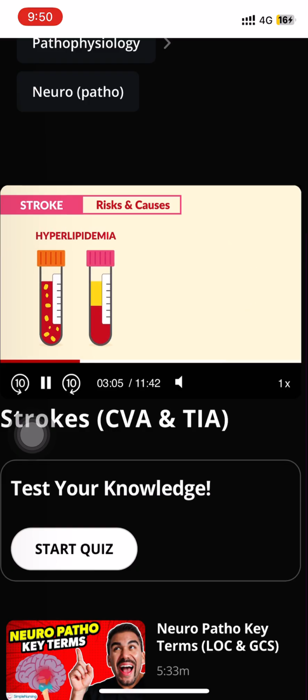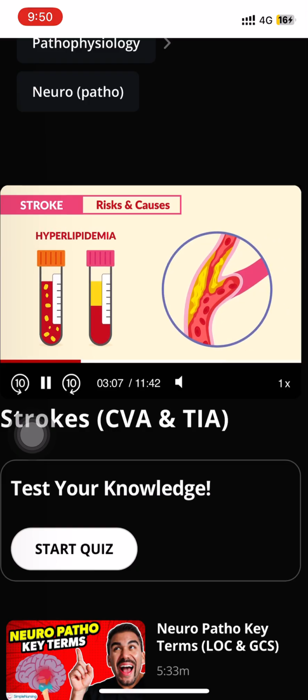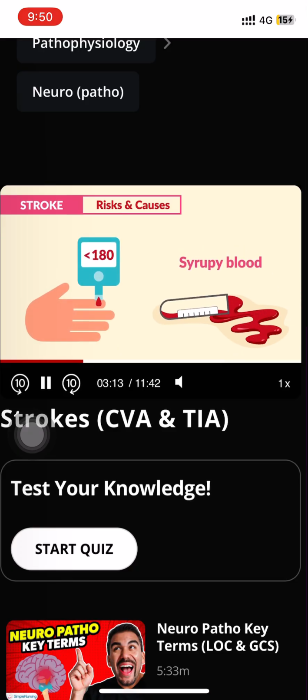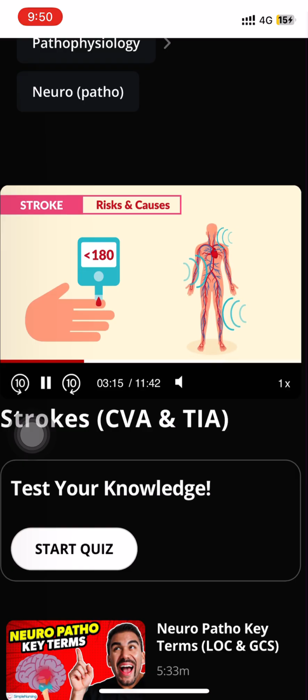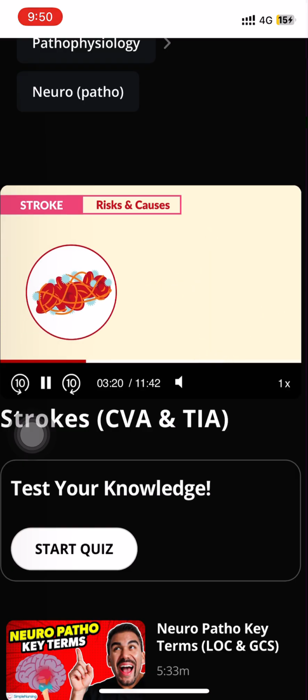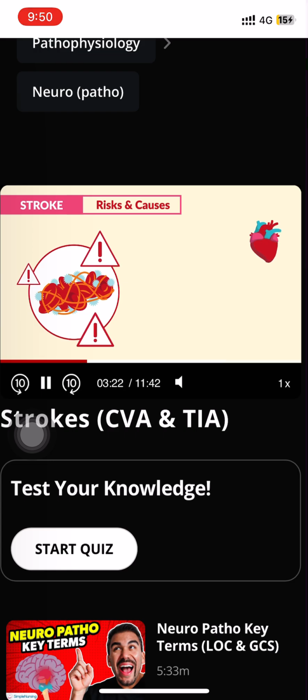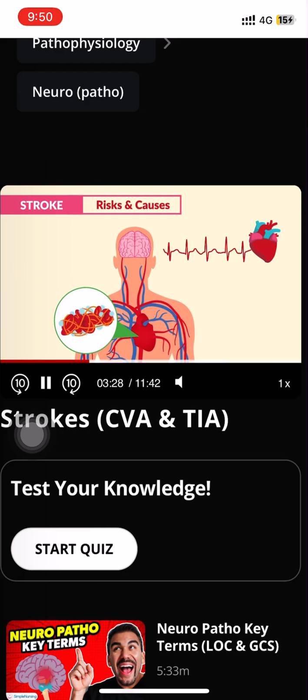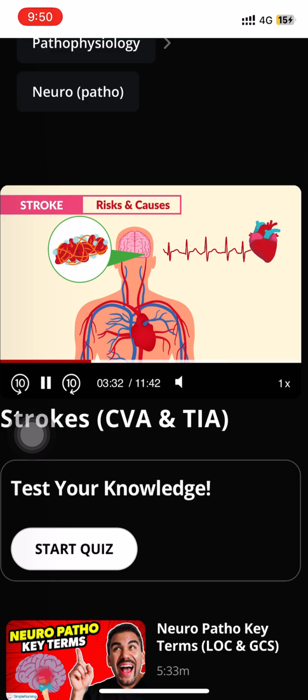Hyperlipidemia, that high cholesterol, adds fatty buildup underneath those scarred vessels to form plaque. And uncontrolled diabetes, we get very thick, syrupy blood, which puts loads of pressure on the blood vessels and over time destroys the whole body. And even increased risk for clots, like in clients with atrial fibrillation and even heart valve malfunctions, where blood can sort of swirl around the heart, resulting in clots that can eventually travel to the brain.